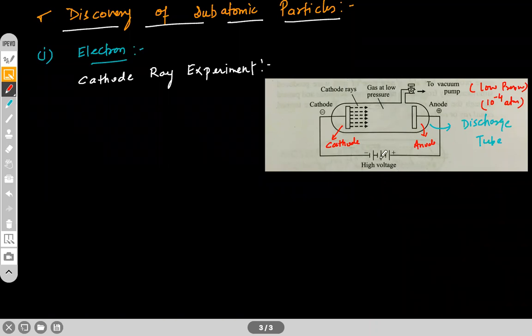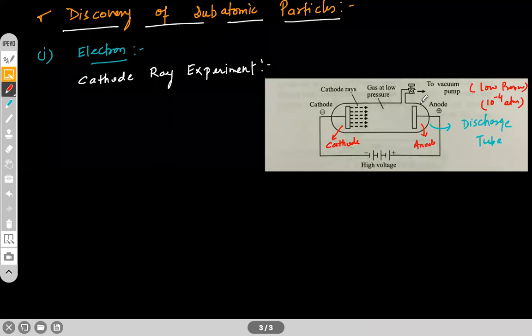When you connect this with a very high voltage source, we see an invisible ray, right? An invisible ray coming from the cathode electrode towards the anode electrode. This is an invisible ray, and since it is coming out of the cathode, we call it cathode ray.